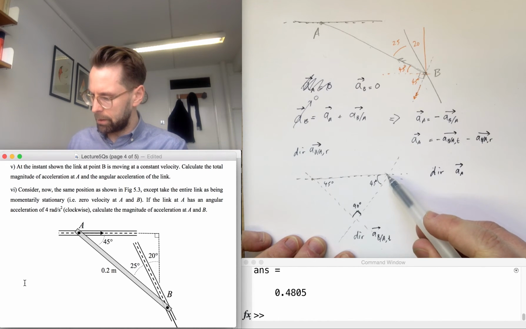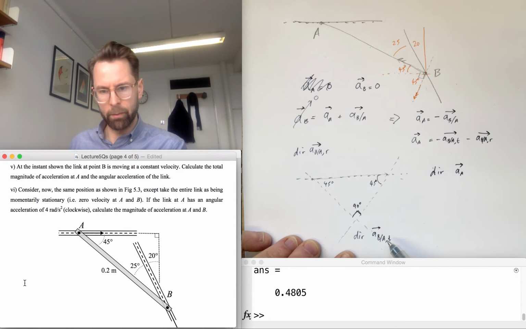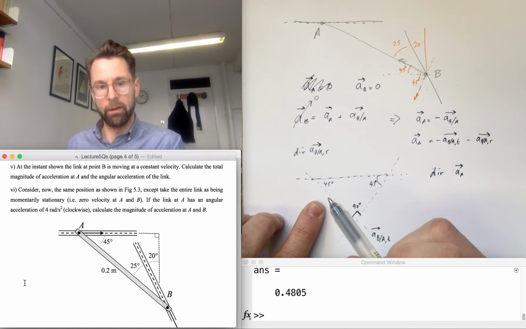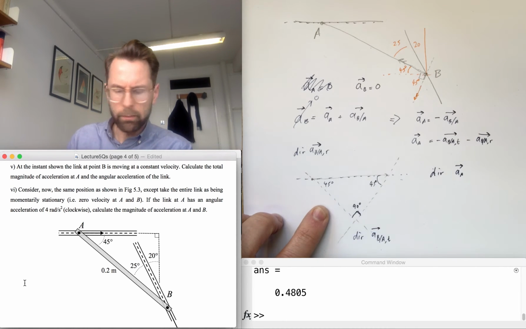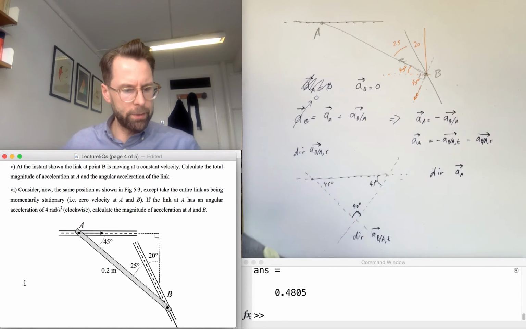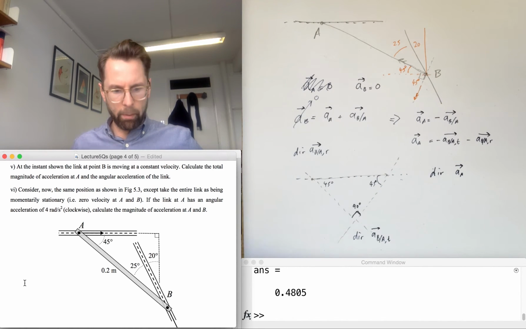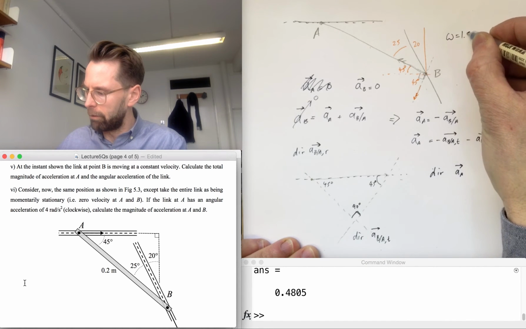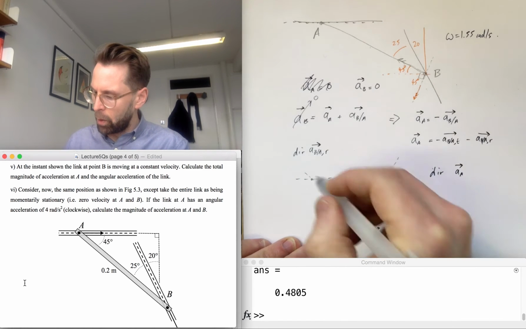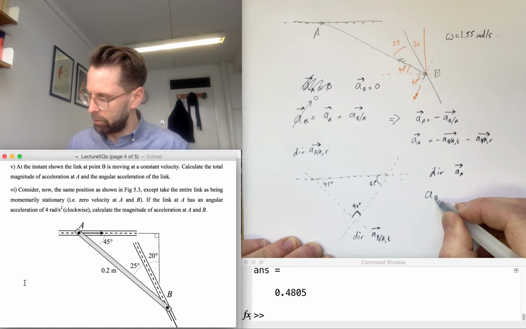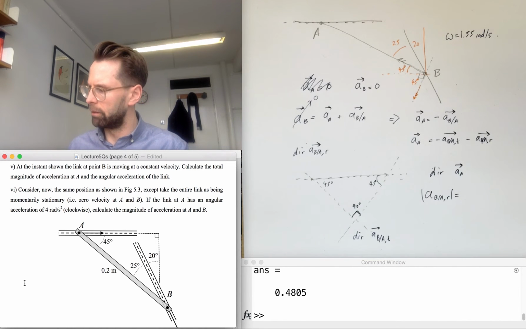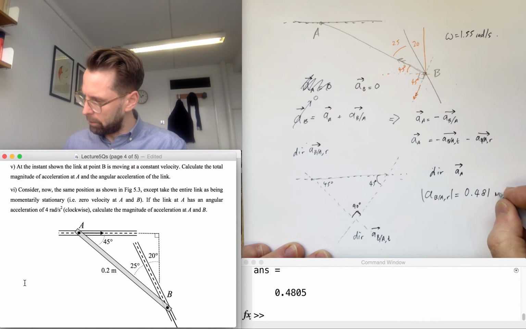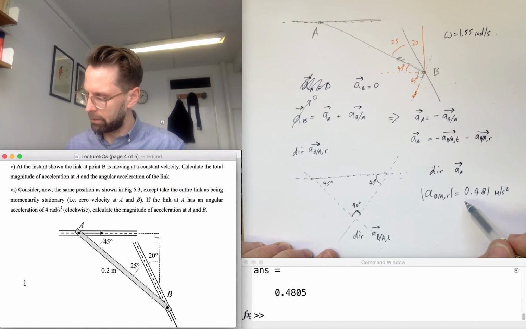So this is the acceleration of B relative to A in the tangential direction, but we're not given the angular acceleration of the link, so we don't know that. We do know, though, the angular velocity of the link from the previous part of the question, because we calculated it. What did we calculate it as? I think 1.55? Yeah, so the angular velocity is 1.55 radians per second from the previous part. That means we know what the magnitude of the acceleration of B relative to A is. In fact, I think we might have even calculated it explicitly. That was 0.481 meters per second squared. So that's the length of this vector.